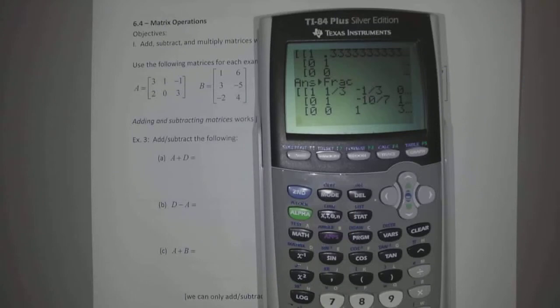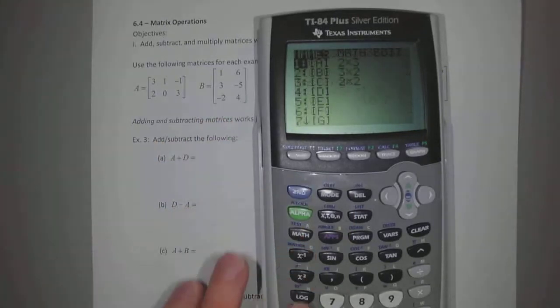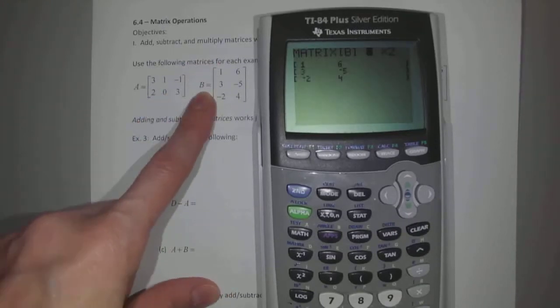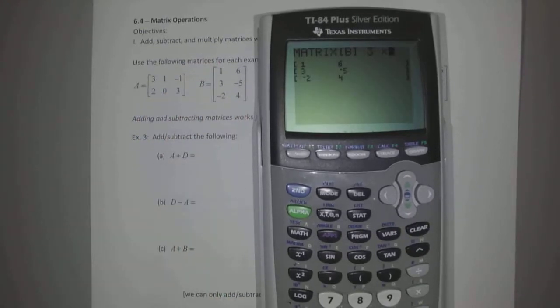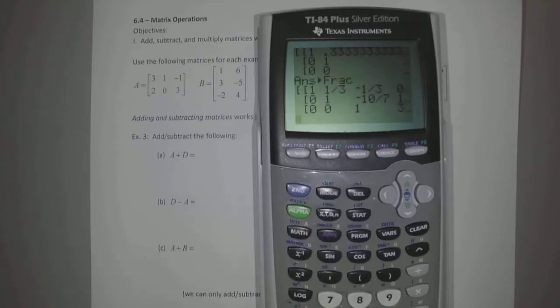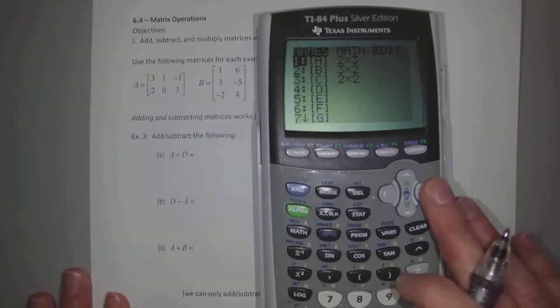Is that okay? When you get done with it, you can go second quit, because you always have to get out of it. And then go to second matrix again, edit. Let's edit B now. What is it? It's a 3 by 2. Gavin, you just make sure I'm entering the stuff in correctly. So this is 1, 6, 3, negative 5, negative 2, 4. Is that okay? I'm really slow. I'm sorry. It's okay, I'm used to this. So 3 by 2, you put in all of its entries. Once you get done with that, you hit second quit.